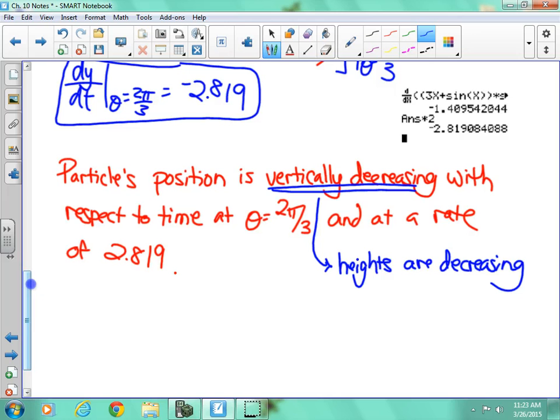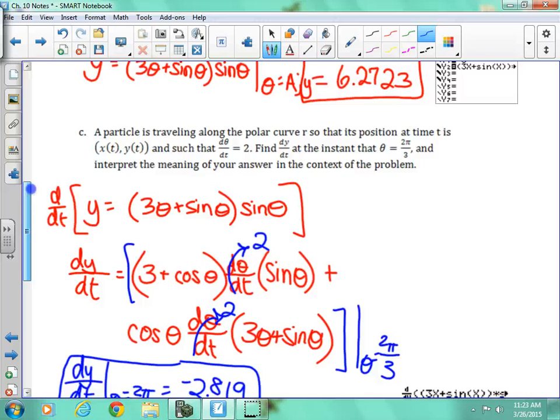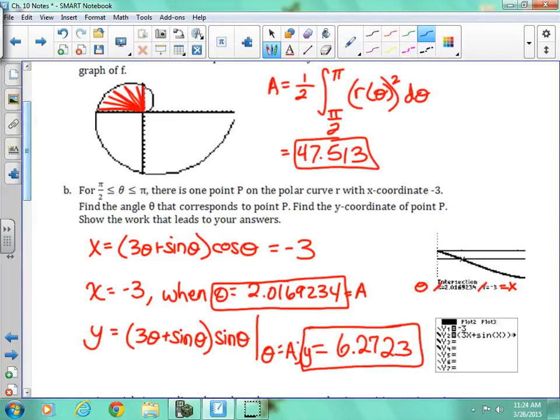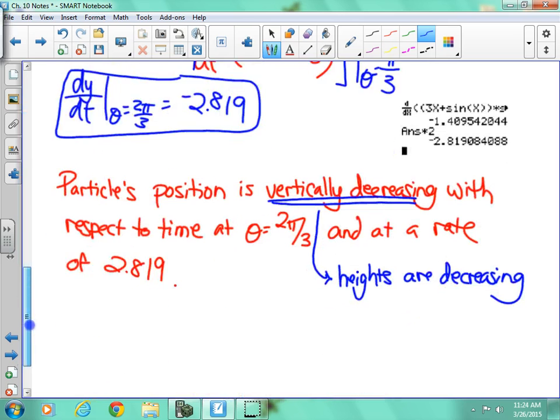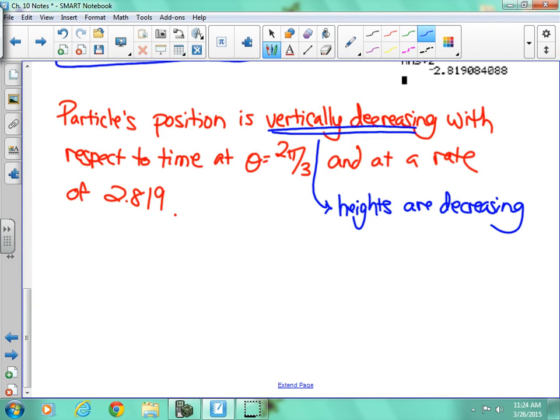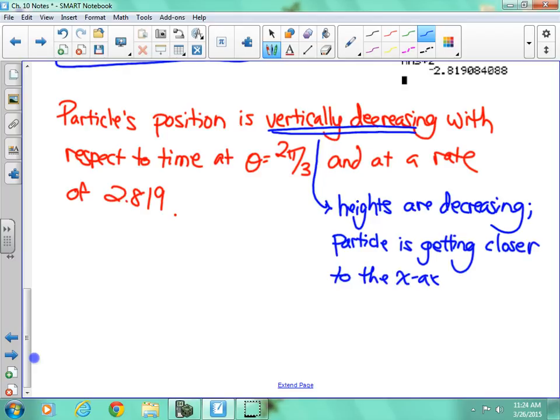Another way of saying it is that we could say at 2 pi over 3. Where would that be here? At 2 pi over 3 would be here. We're talking about, in essence, the slope of the tangent line. We could say also the particle is getting closer to the x-axis. Anyway, whatever.